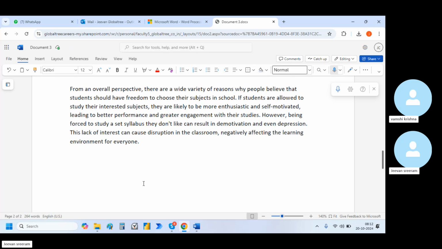Okay, and allowing the students to study their interested subjects, it is really impossible for the schools to conduct the assessments and also classes. Those are the ideas I'm going to include in the second body paragraph. Okay, here.